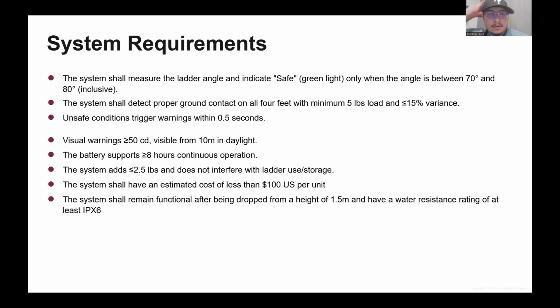And then finally, when we considered what we need for the system, it will remain functional after being dropped from a height of 1.5 meters, and will have really good water resistance of at least IPX6, which means that it'll be able to resist even, let's say, a glass of water dropping on it somehow, and that it'll be fine as long as it's properly cleaned up. And yeah, that's all that I have for the system requirements.